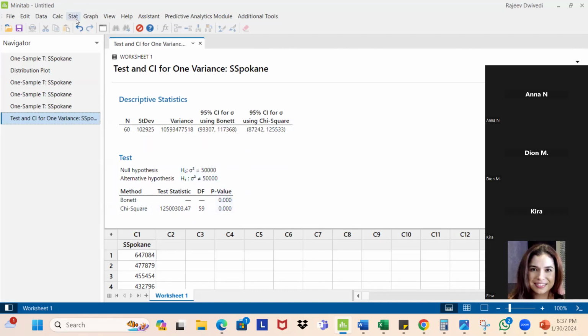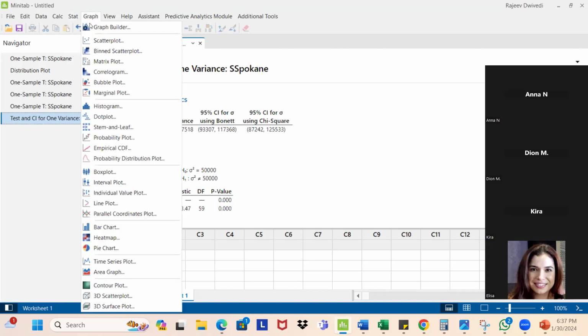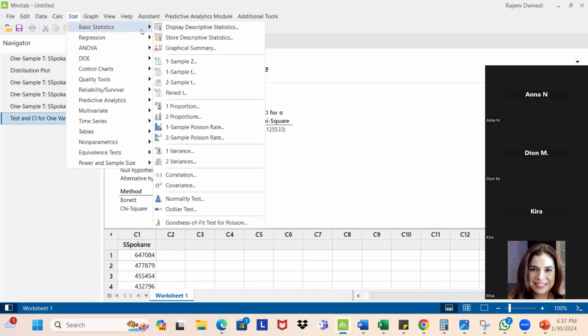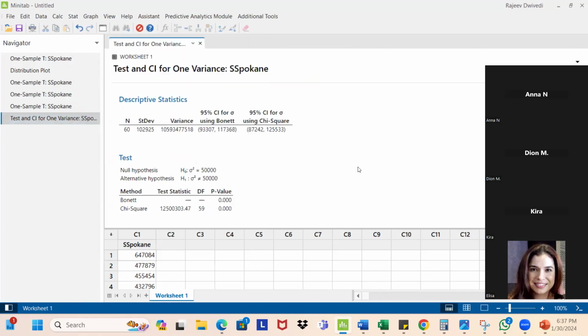So this is basic statistics. One sample z, one sample t, one proportion, one variance. We are dealing with these four options in this week. Okay. Now what else?